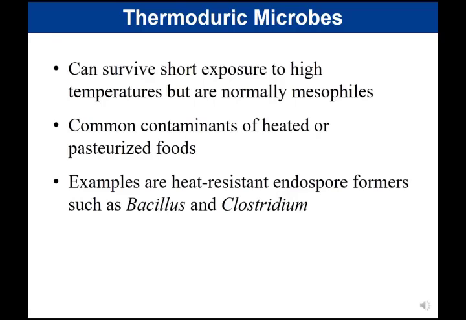Examples of thermoduric microbes would include heat-resistant endospore-forming bacteria such as Bacillus and Clostridium, right? They're able to tolerate higher than normal temperatures because of their ability to produce an endospore. Because they can produce that tough keratin shell around the DNA, that is going to make them resistant to heat. And so those organisms would fall under being thermoduric.